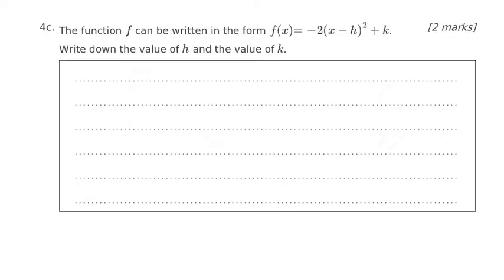4c, the function f can be written in the form f(x) = -2 brackets (x - h) all squared + k. Write down the value of h and k. We have basically already answered this question because we've completed the square in the previous question. So we've got -2(x + 1) all squared + 8. Therefore, h is -1, k is 8.